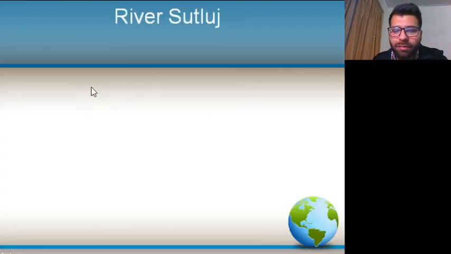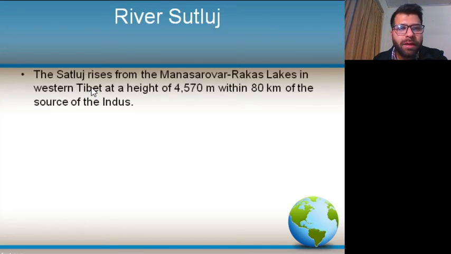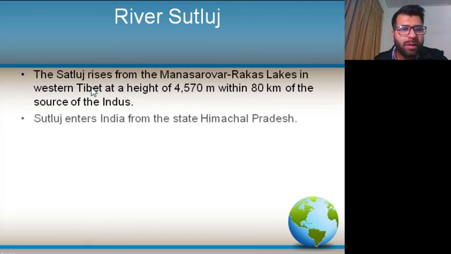Now the last river of the Indus River System is Satluj. River Satluj does not rise from India. It rises very close to the source of river Indus, and its source is considered to be Mansarovar Lake. Satluj enters India from the state Himachal Pradesh, and the place is called Chipkila.